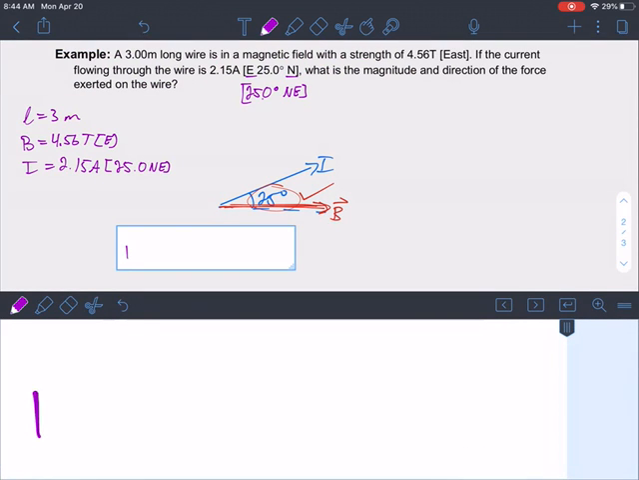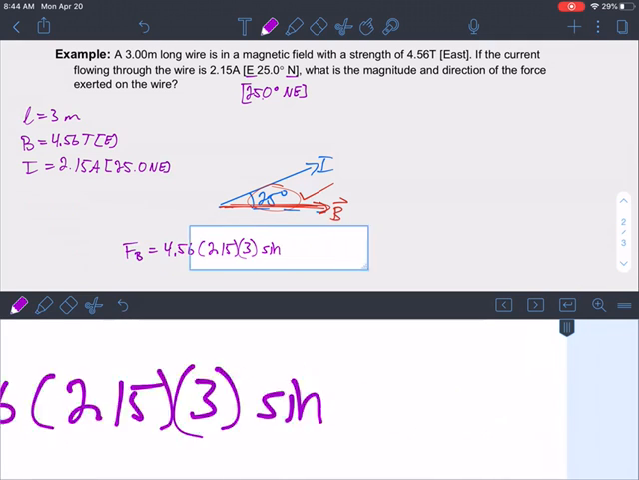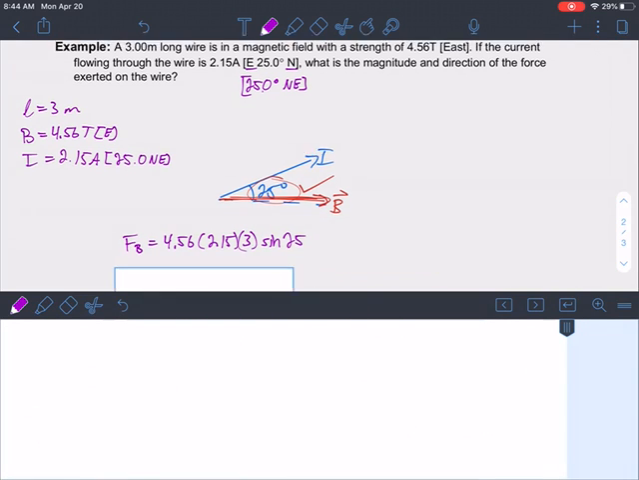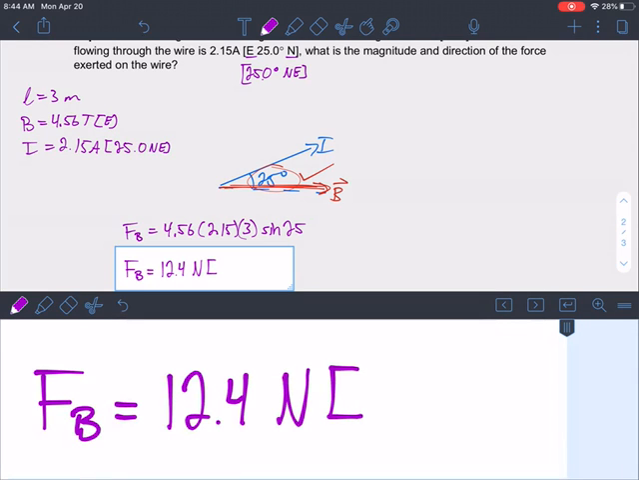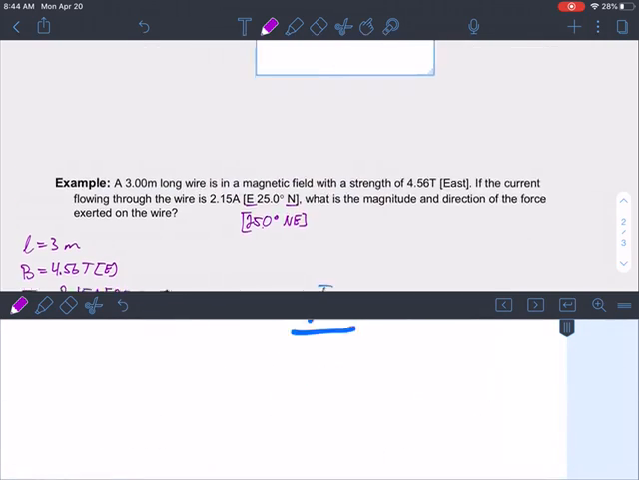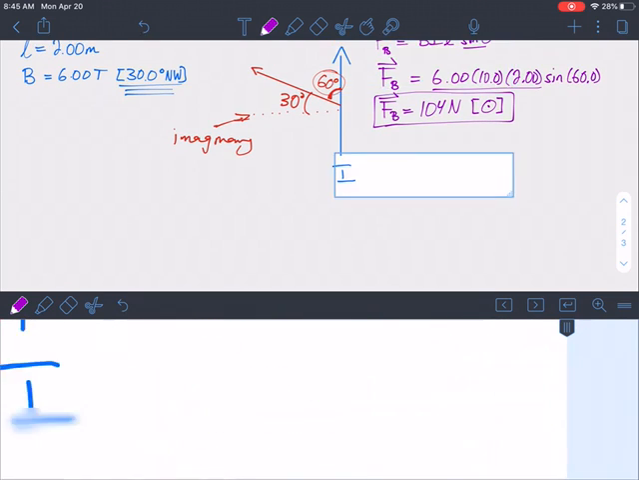We've got FB equals BIL sine theta, and so we've got 4.56 times I, which is 2.15, times L, which is 3, times sine, and we are using the 25, and we get our answer of FB equals 12.4 newtons. And the direction, again, we still need a direction. Force is a vector, so that's why we're getting direction even when we don't want to.